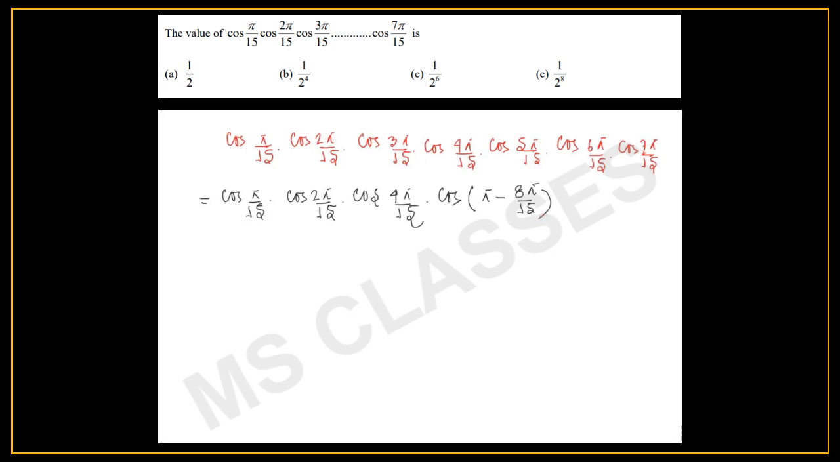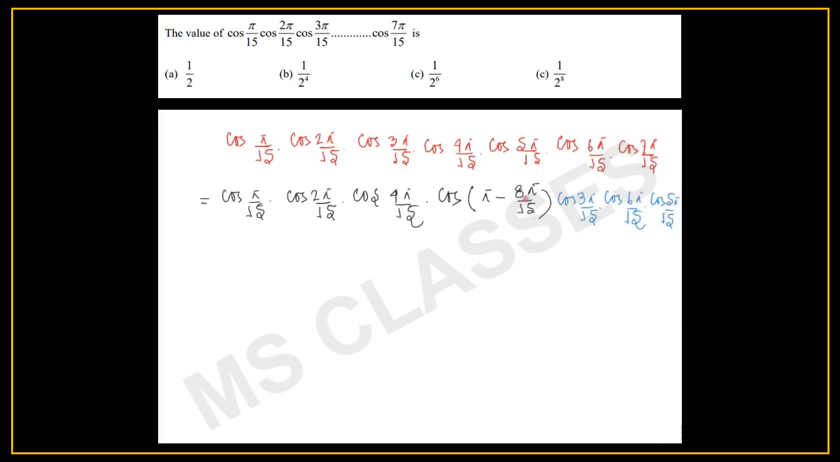Now we are left with cos 3 pi by 15. We are left with cos 6 pi by 15. And we are left with cos 5 pi by 15. 5 by 15 we have taken separately because 5 pi by 15 means pi by 3. So this will give us a standard value. So that has been written separately.